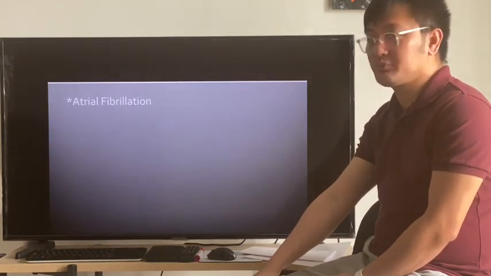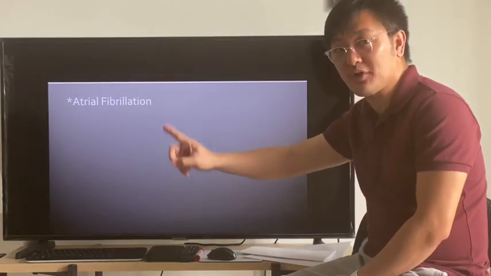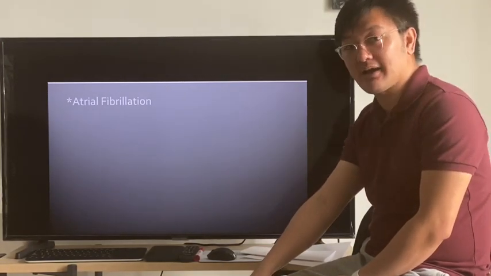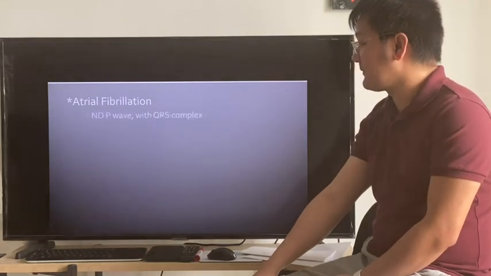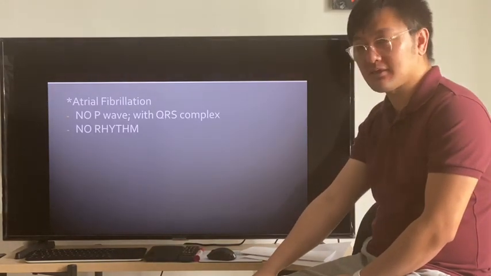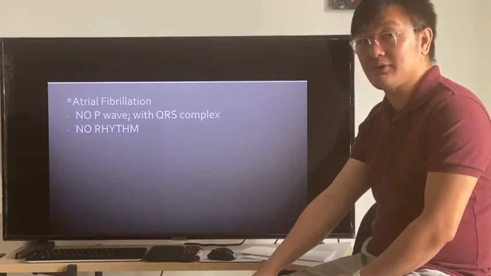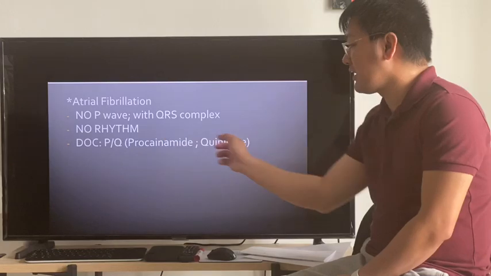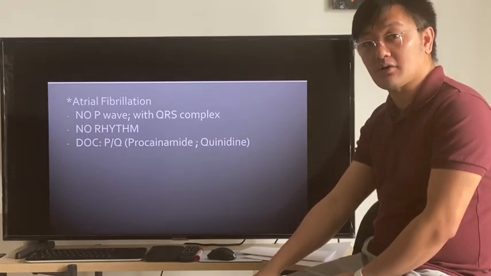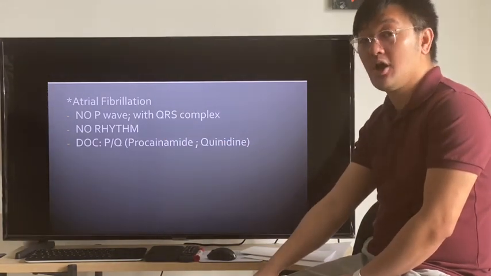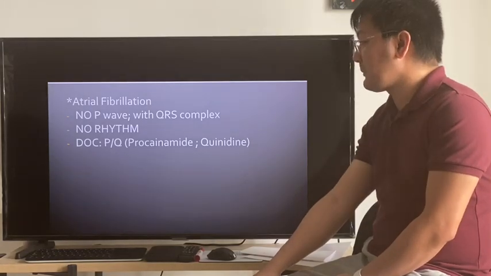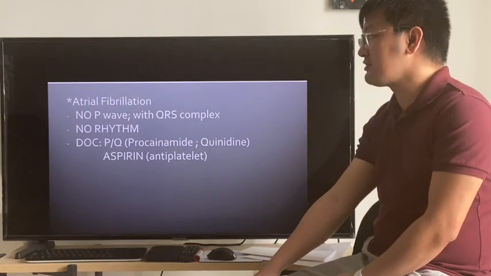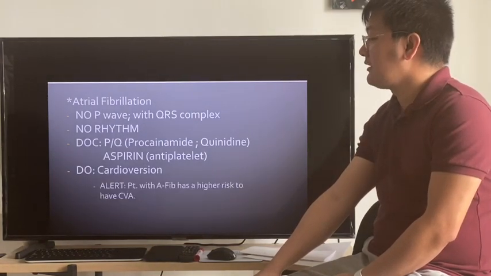For atrial fibrillation, remember it's fibrillation. Again, no rhythm. So in atrial fibrillation, no P wave, am I right? There is QRS. No rhythm, okay? So what do we do here? We give PQA drugs. What are your PQA drugs? Procainamide, quinidine. These two are sodium channel blockers. These are actually class 1 antidysrhythmic drugs. And apart from the PQ, we give aspirin. It's just a form of antiplatelet. And we also do cardioversion, okay?